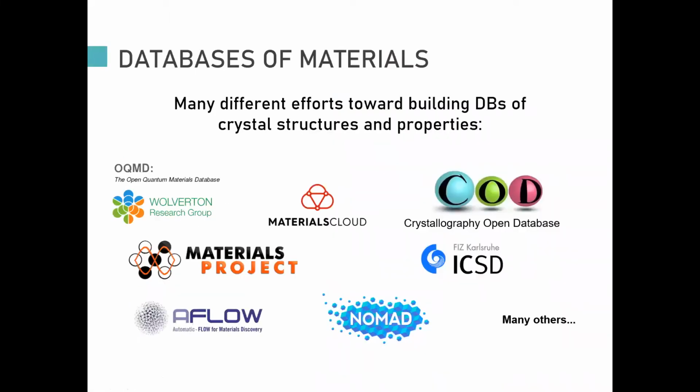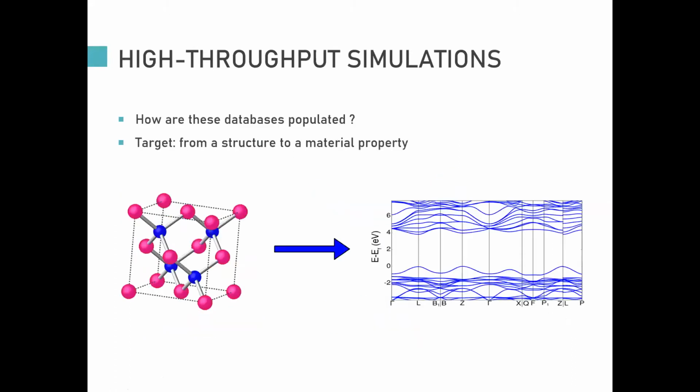Okay, for the context. In the last years, there have been many efforts towards building new databases of crystal structures and properties. And here you have a series of databases that have come up in the last years. Of course, you have many others. And the question is, how do you build such databases? You need to do high throughput simulations, because a database is made of several thousands of computations. And how do you populate them? The goal is basically that you have one structure here, and you want to get a material property here, the band structure. But you have to do that 1,000 times or 10,000 times, really a lot.